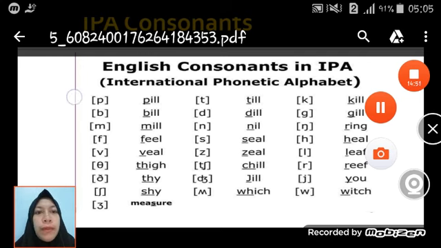So you need to remember this consonant, especially the odd one, the distinct one, seperti yang tadi the. And this is the, s, z, and then ch, j, w, and which. Itu yang perlu kalian ingat-ingat untuk yang IPA for consonant sounds. Okay, until here, do you have any question?